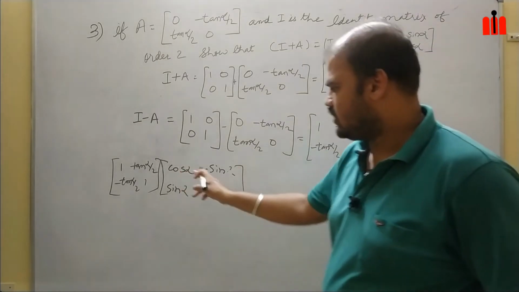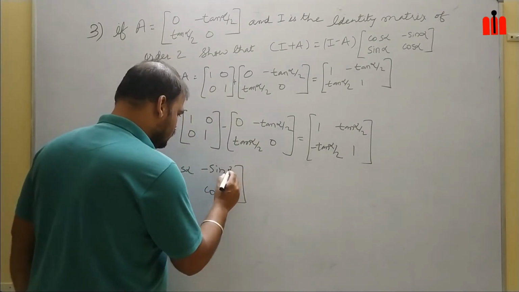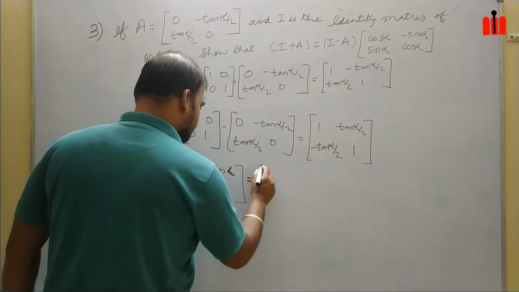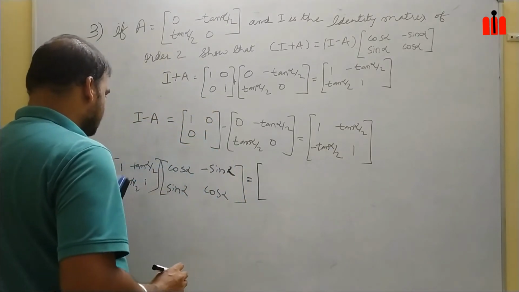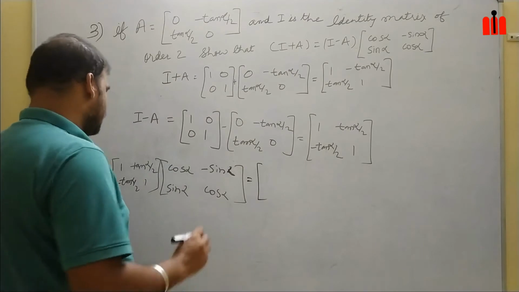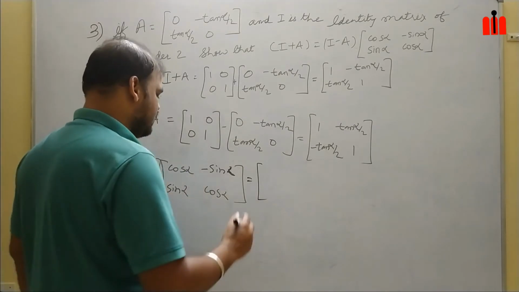Now we will do the product of these two. Once we do the product of these two, the matrix will be 1 into cos alpha, tan alpha by 2 into sin alpha. So it will be cos alpha plus sin alpha tan alpha by 2.